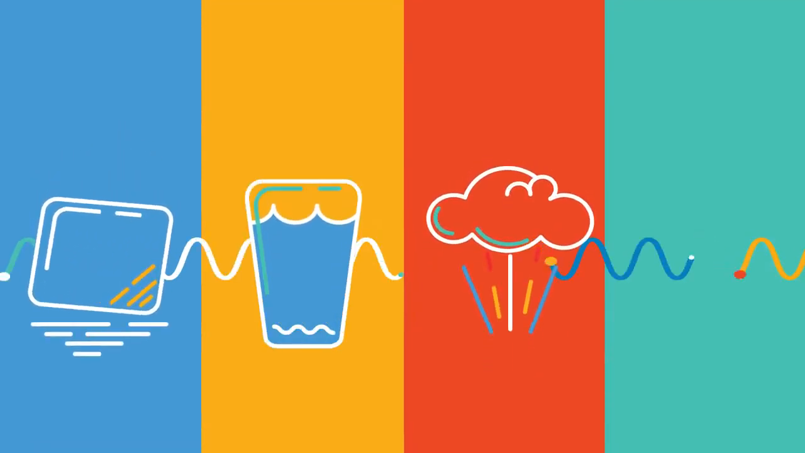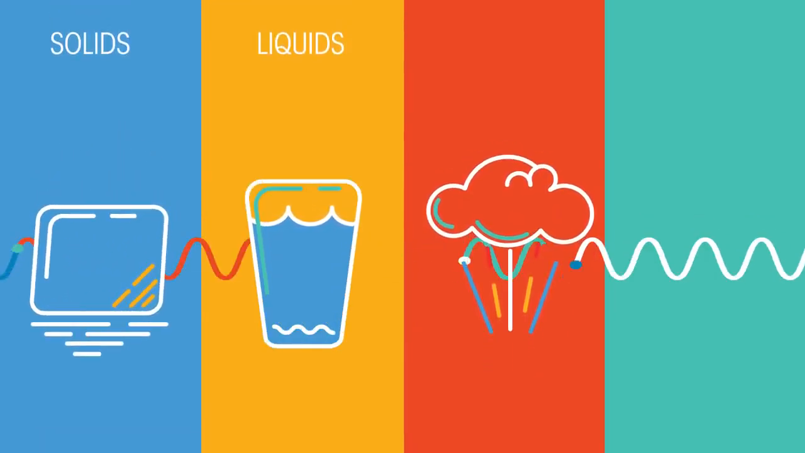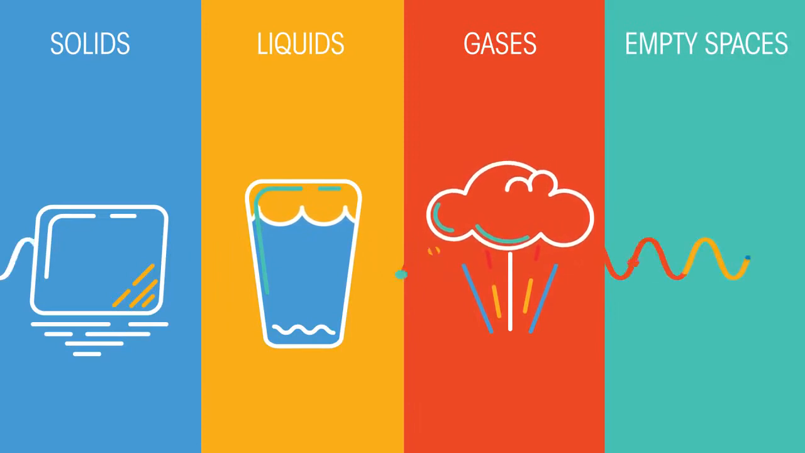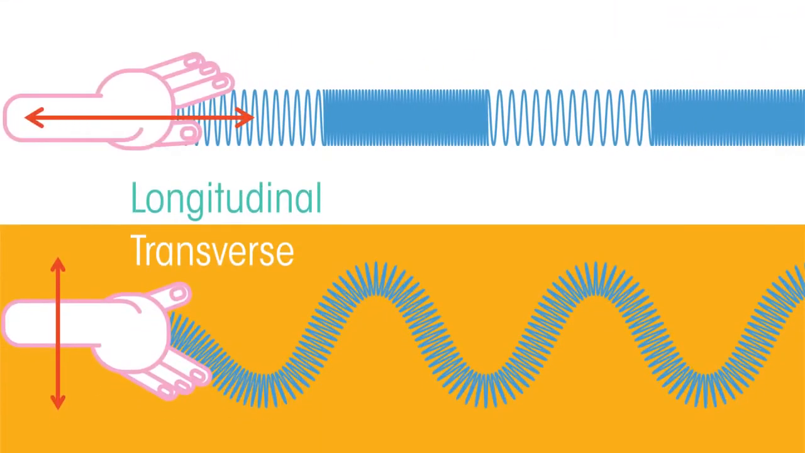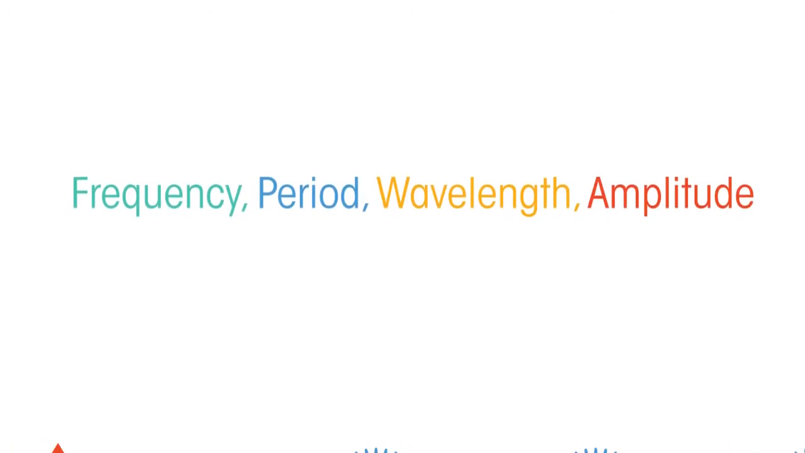Waves can transfer energy through solids, liquids, gases and empty spaces, otherwise known as vacuums. There are two types of waves, which we look at in more detail in another video, but the basic features are the same. These four words describe different properties of waves. Let's discover what each one means.